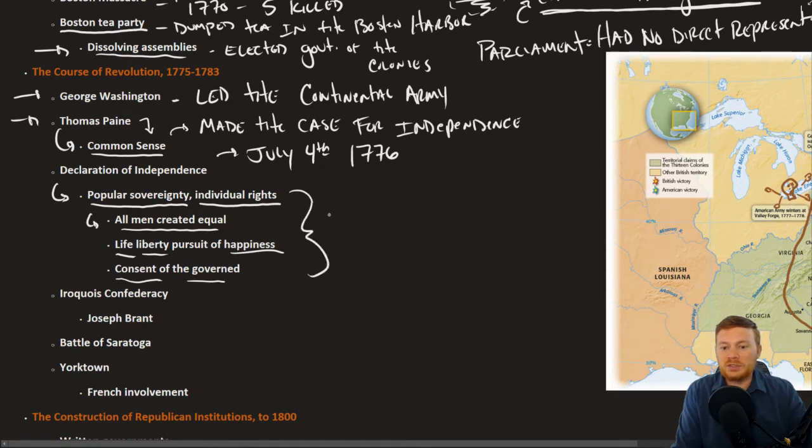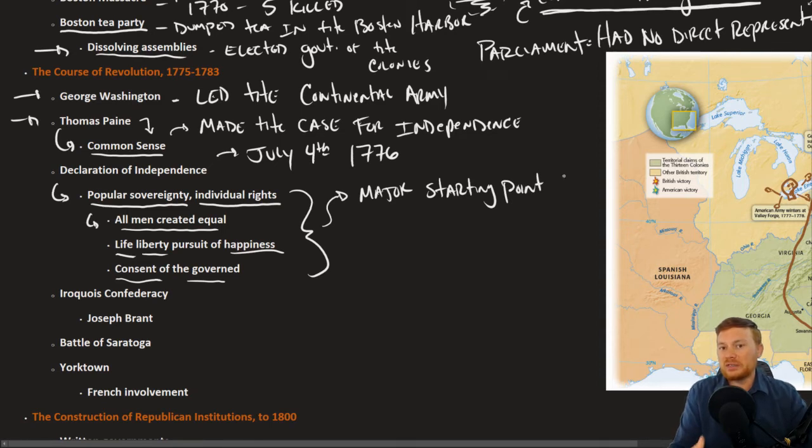So this was what we might call a major starting point for what would characterize all of the political revolutions in the Atlantic world. So maybe a major starting point.